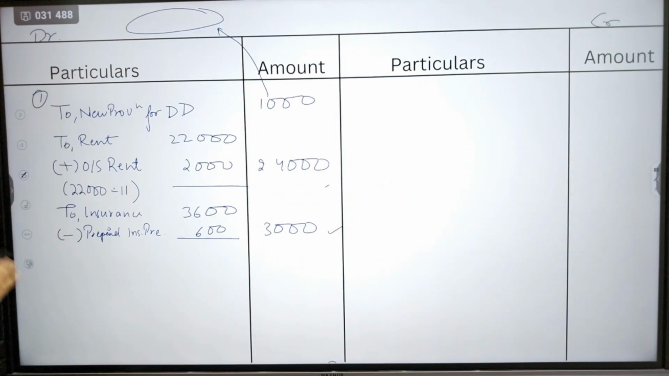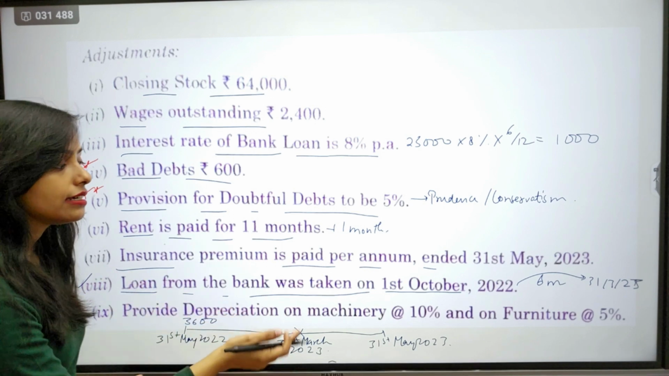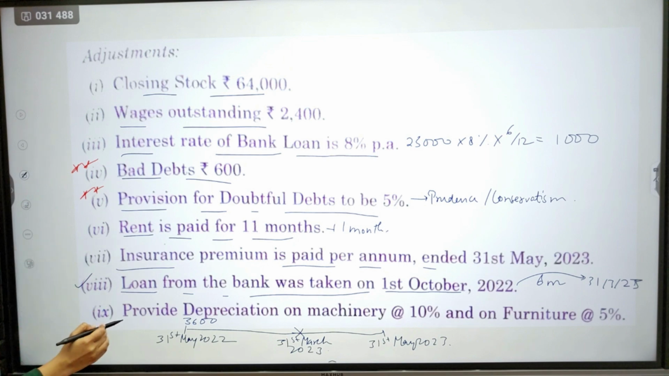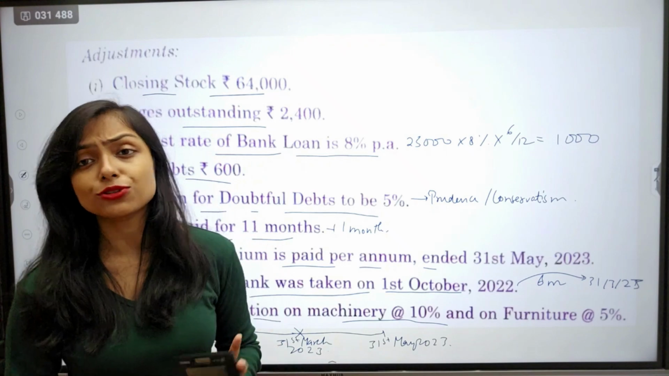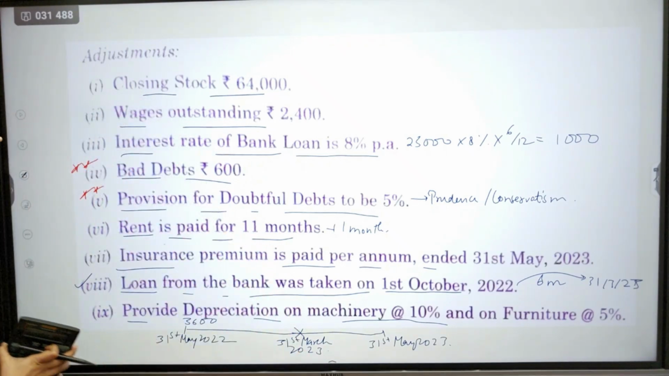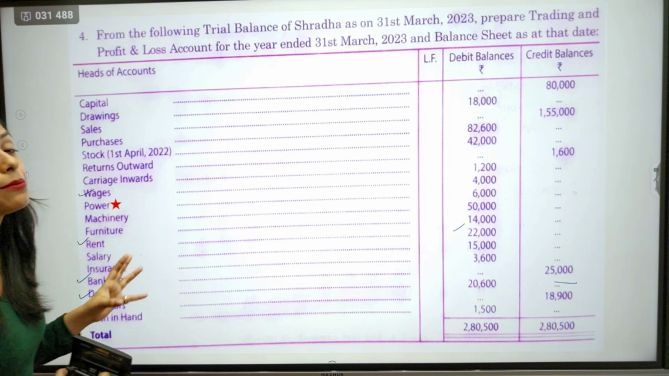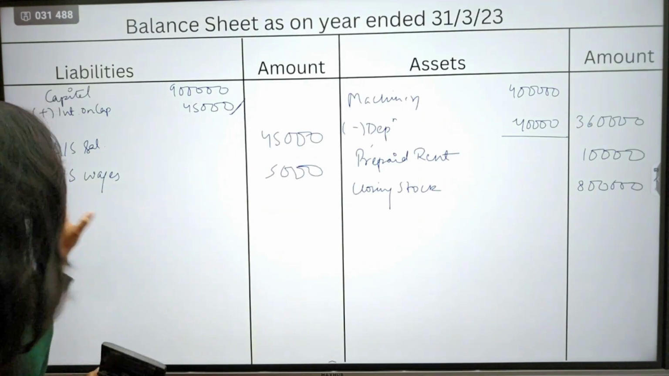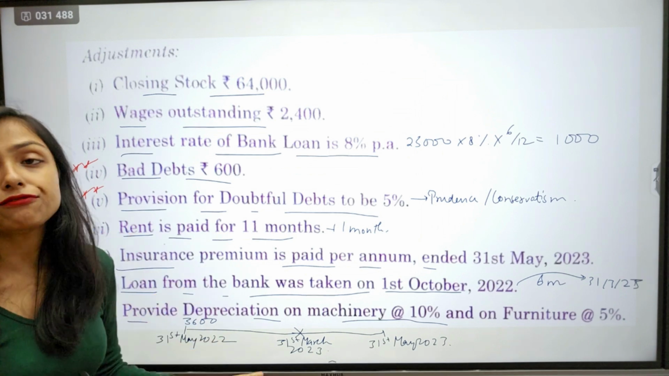Fine. This we have already discussed. There is no problem in this, I hope. This point we have already done. Loan from bank was taken, so we took 6 months interest. Okay. Finally, provide depreciation on machinery at the rate of 10% and furniture. You know this also. Okay, so we are not going to do this. Just find both of this, furniture and plant and machinery, and apply depreciation as per the rate that has been given over here. This rate 10% and 5%.